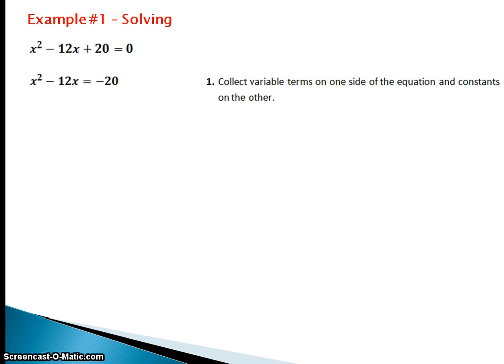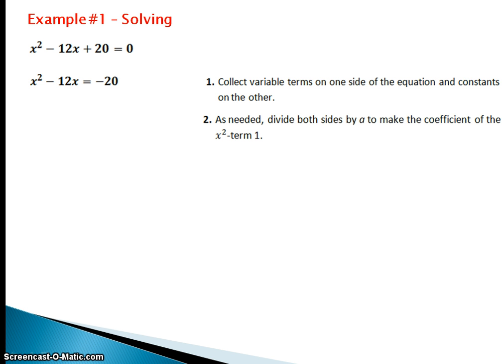A is already 1, so we don't have to worry about that. But we do have to collect the variable terms on one side and the constant terms on the other. So that means I had to subtract 20 from both sides of this equation. And I end up with x squared minus 12x is equal to negative 20.